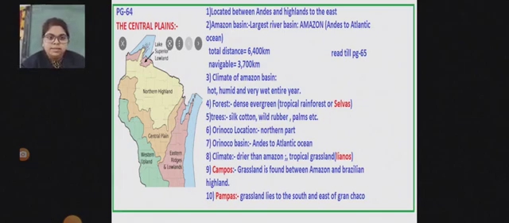Now in the same paragraph we got two other grasslands also. Let's learn them together. First one is Campos, which is a grassland found between Amazon and Brazilian highland. And the last one is the Pampas. This grassland is located to the south as well as to the east of Gran Chaco. With this, the central plain is completed.